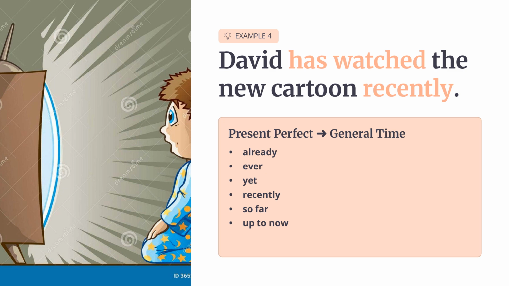Here is example 4. Look at the sentence. David has watched the new cartoon recently. Watching the cartoon is connected to the present, and the exact time isn't specified. General time expressions for the present perfect include already, ever, yet, recently, so far, and up to now.